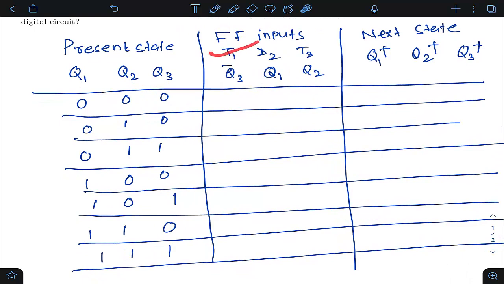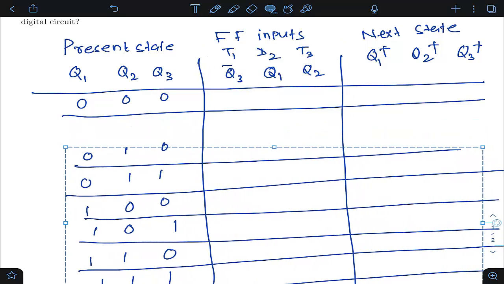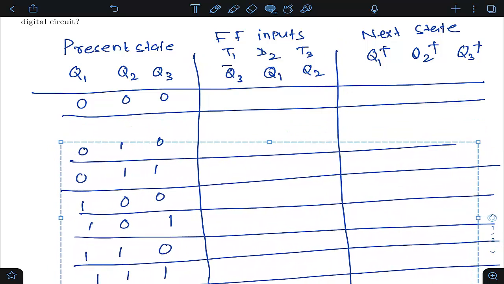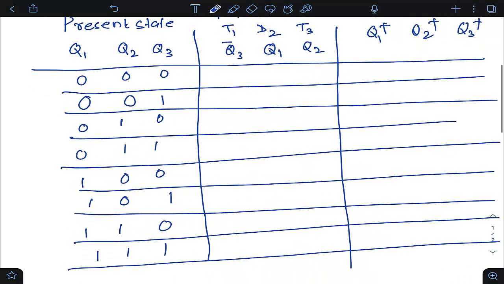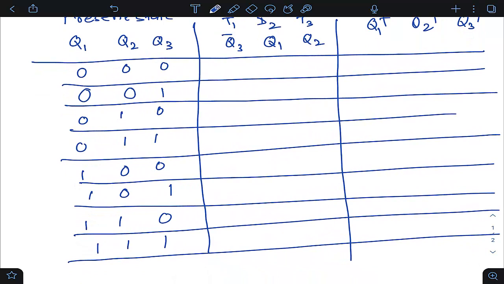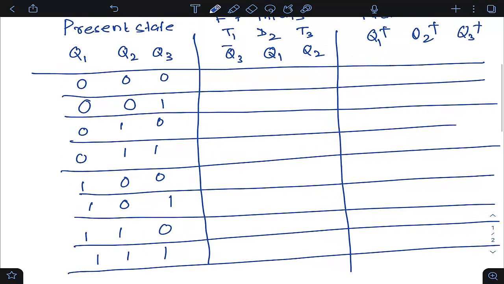Now, T1 is Q3 complement. So complement of this one. I think I have missed one thing, right? Yeah. So T1 is basically Q3 complement, so complement of this column. So 1 0 1 0 1 0 1 0.